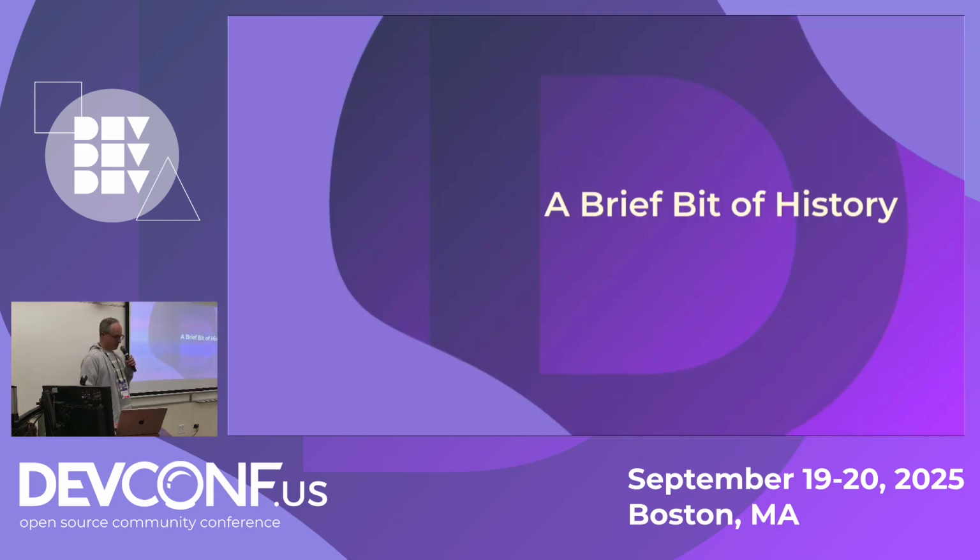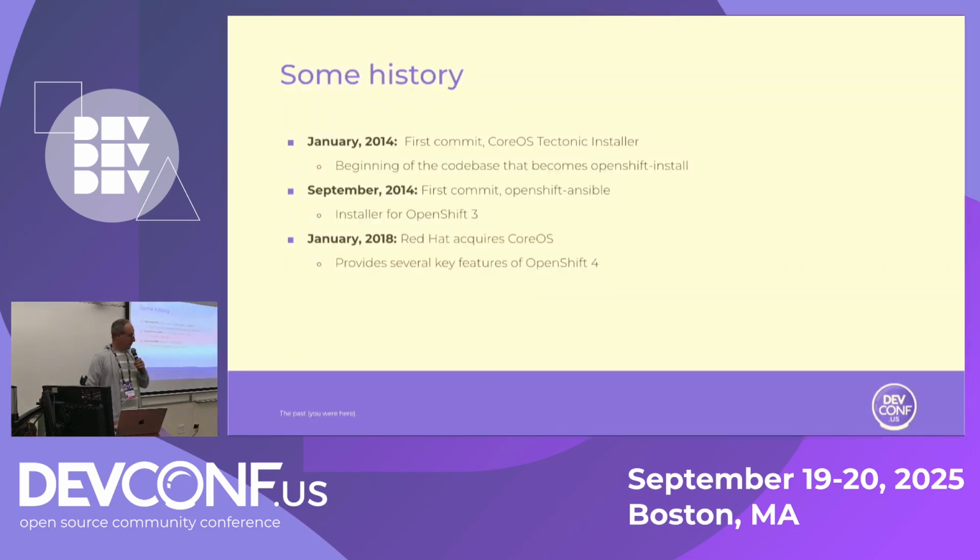So let's talk about the history of the installer. I've been fortunate to be sort of a passenger on this for maybe the second half of this journey, but I'll give some overview, and if there are corrections, please let me know. But January 2014, that's the first commit into the CoreOS Tectonic installer. That's the beginning of the code base that would eventually become OpenShift install.